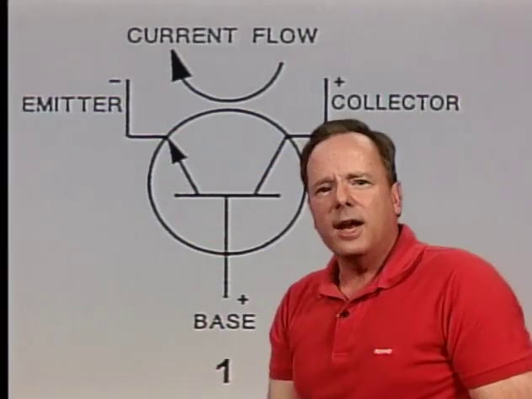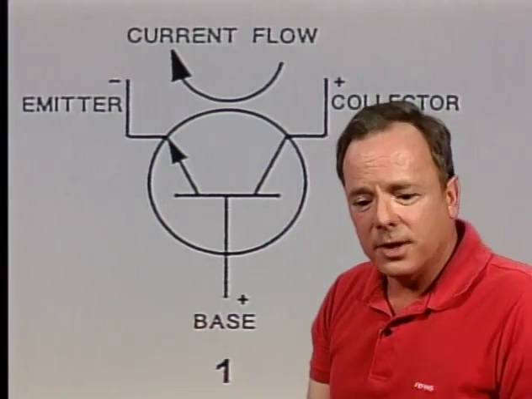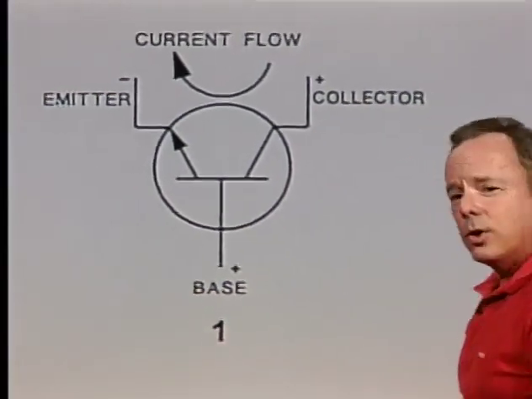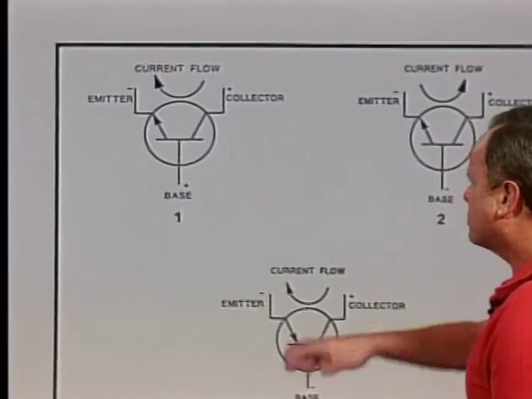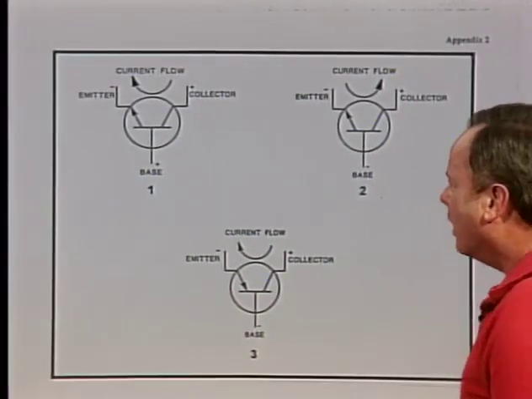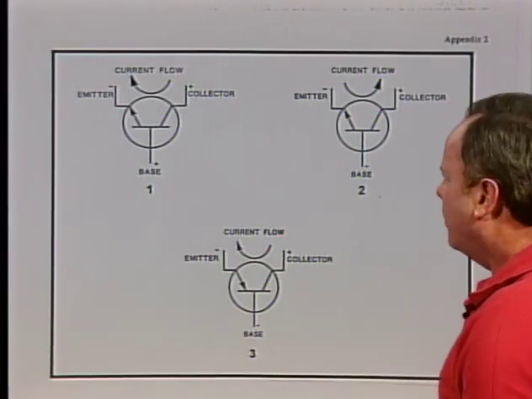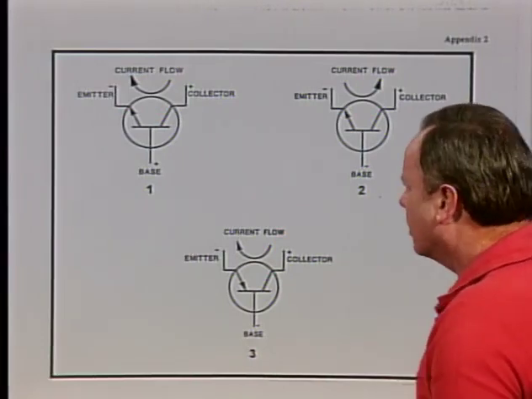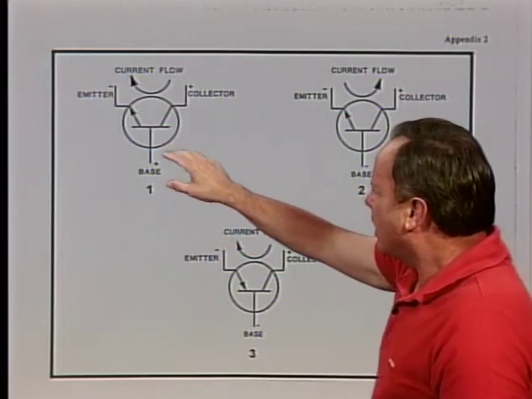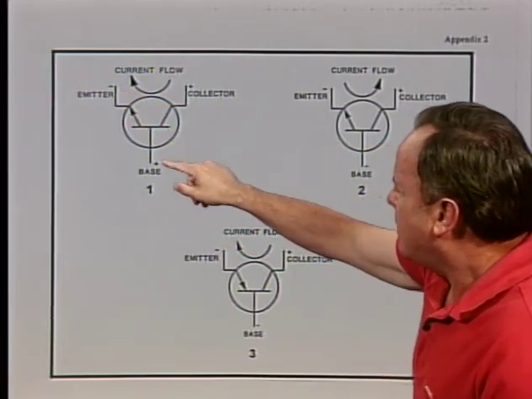charges from each other. Now let's take a look at the question they're going to ask you about this on the test. And the question they're going to ask you goes like this. They're going to show you these three and say which one of these has current flow, and is a properly set up transistor for current flow. And we've already said it's number one because the emitter and the base are opposite each other.